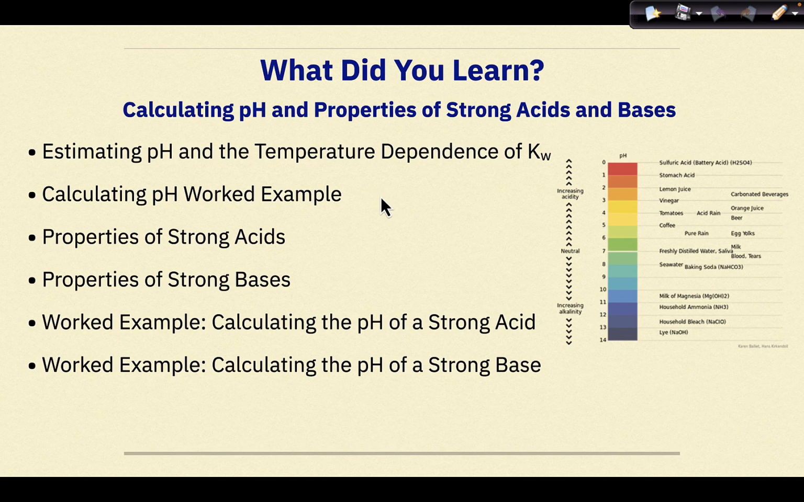So what did you learn? We talked about how to estimate pH and the temperature dependence of Kw, calculating pH worked examples, properties of strong acids, properties of strong bases, calculating the pH of a strong acid, and then calculating the pH of a strong base.